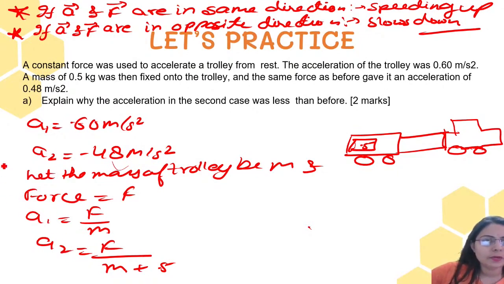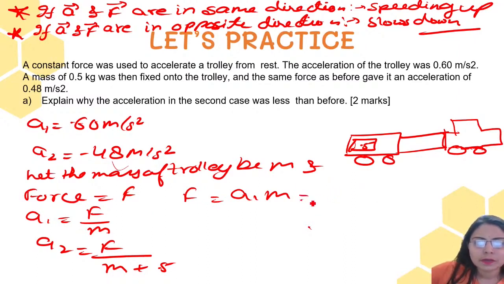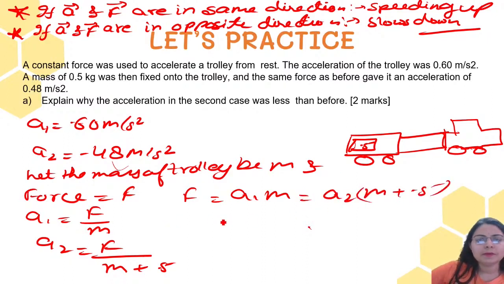So let's find the value. The force is the same in both cases. So I can say F is equal to A1 times M, and equal to A2 times M plus 0.5. So the force is the same. What are the values that I do have? I know the value of A1. A1 is 0.60.